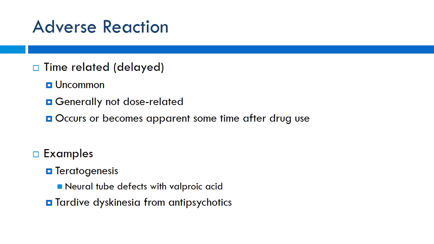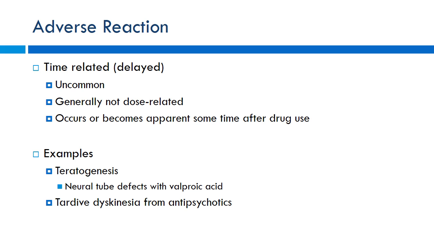Okay, gross. So anyway, some other reactions you can have are time-related or delayed effects. These, again, are pretty uncommon. Generally are not going to be related to dose. This is just going to be based on total exposure to a drug over a period of time, and does not become really apparent until sometime. So this could be months, could be years' worth of drug use before the effects become noticed. So a good example of this would be teratogenesis. Does anyone know what that is?